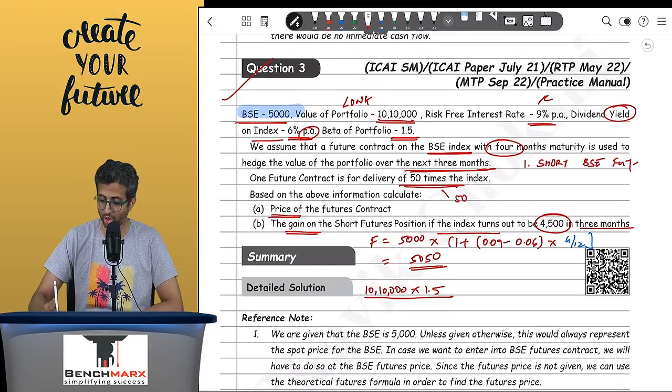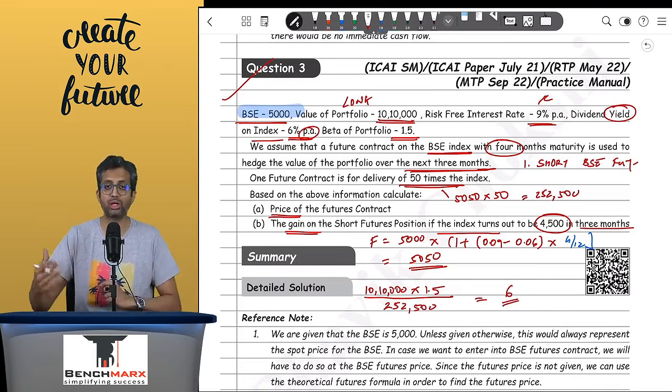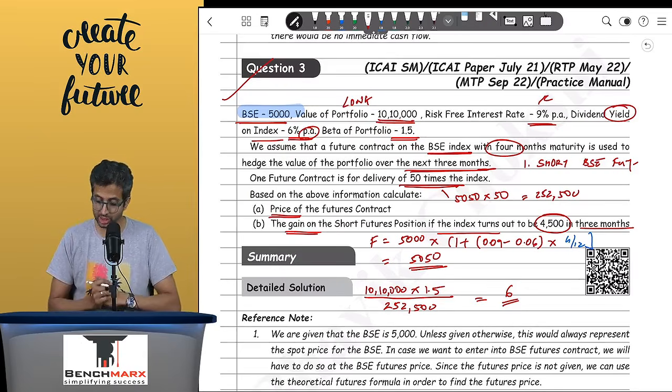One futures contract, one unit, is 5050 into 50. So 5050 into 50 comes to what? 2,52,500. So over here you'll have 252,500, and hence this is 10,10,000 into 1.5 upon 252,500. This is going to give me 6 contracts. So my position will be, I will short 6 4-month Nifty futures contracts to hedge this position.